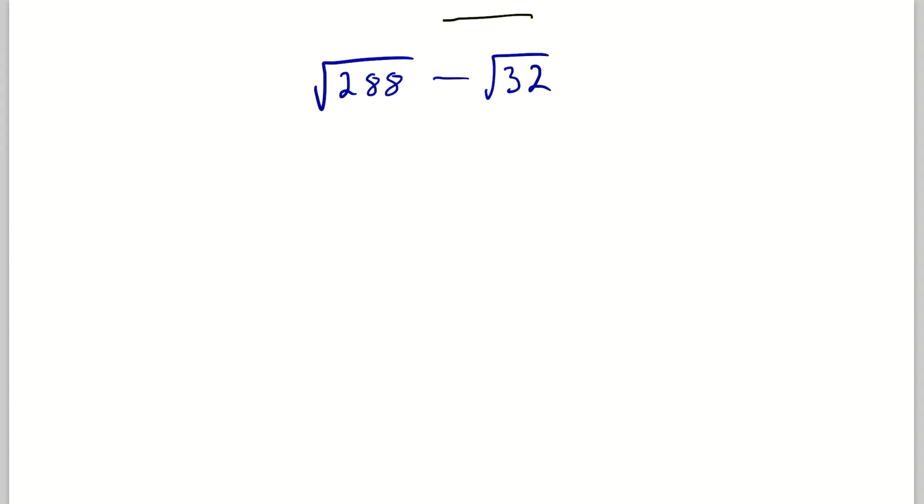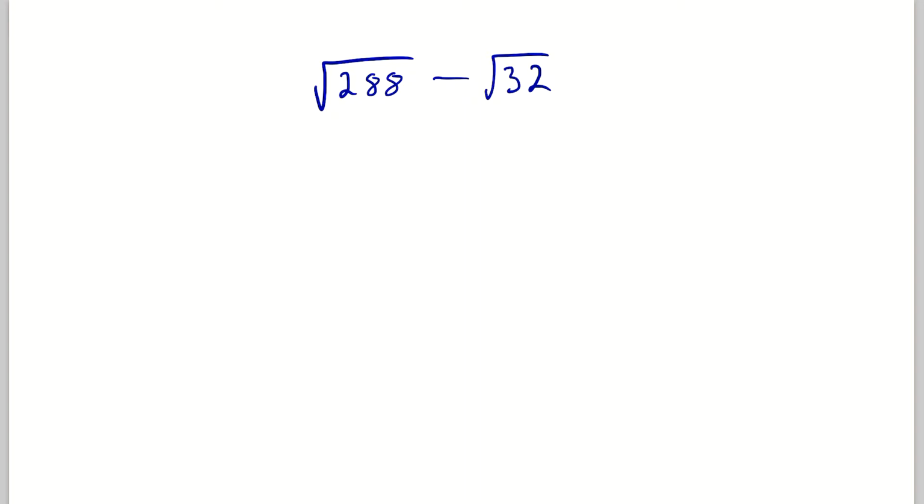So here we've got the square root of 288 minus the square root of 32. Now, when you're looking at the square root of a number and you're trying to simplify it, what you want to do is look at the factors of the radicand. The radicand is just the number under the radical. And in the factors of this number, we want to find a perfect square, because if there's a perfect square in the factorization, then we're able to simplify the expression by taking that perfect square out. And let me show you exactly what I mean by that.